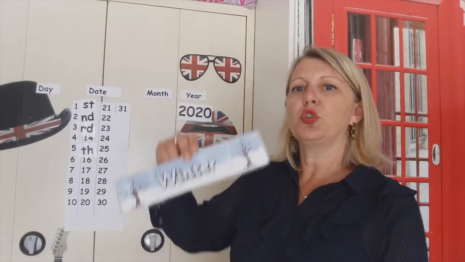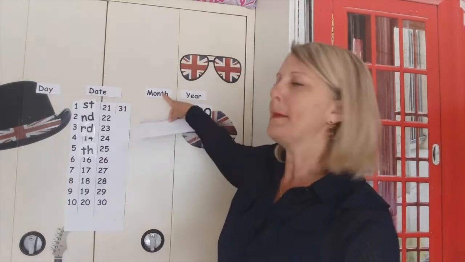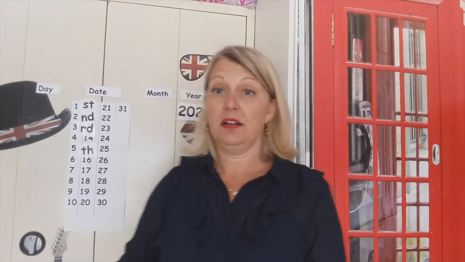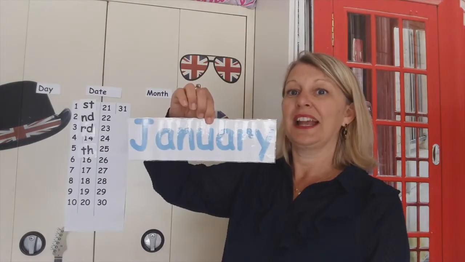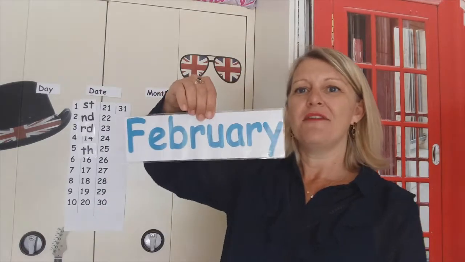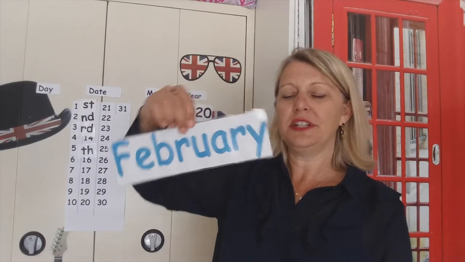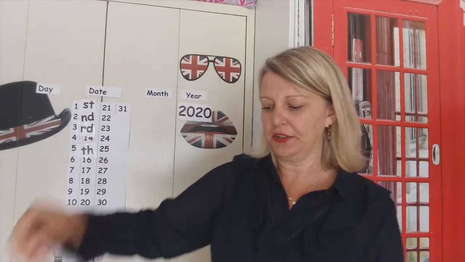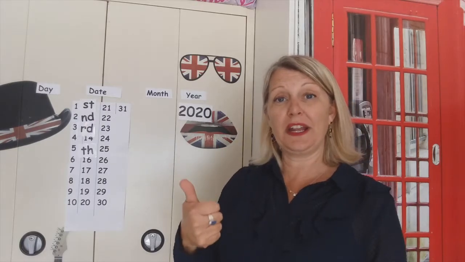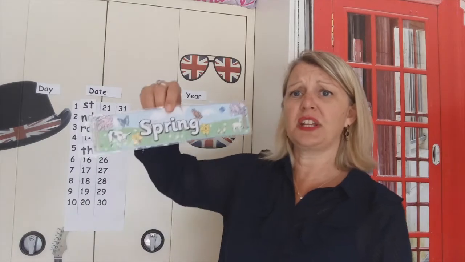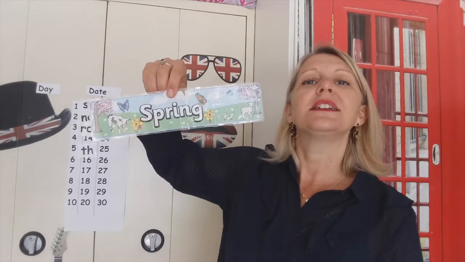So if we talk about the winter months, they are January. Good. February, March. Very good. So those 3 months are the winter months. January, February, March. After we change and we go to spring.